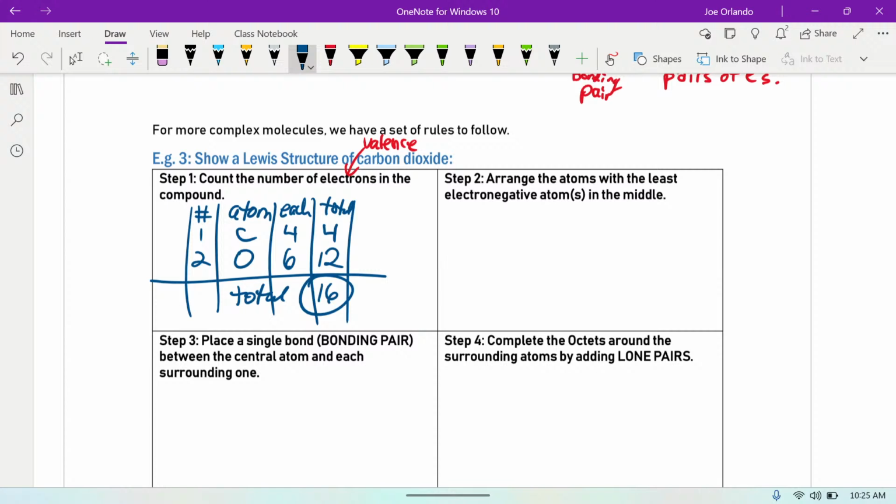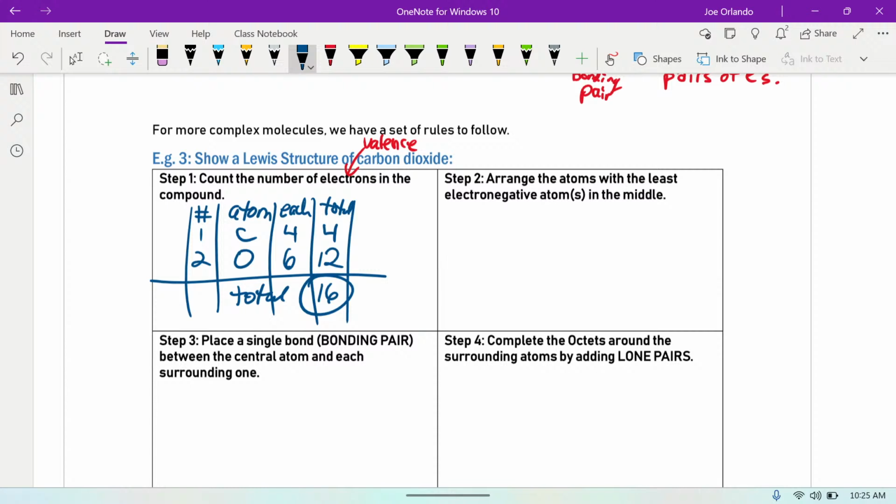If this had a -2 charge, that would actually mean that we had some extra electrons. If it was -2, how many extra electrons would we have? 2. We'd have to change this number. If it was positively charged, this number would have to be lower, right? Because it would mean this thing had lost electrons. But here, the total is just 16. Does that make sense?